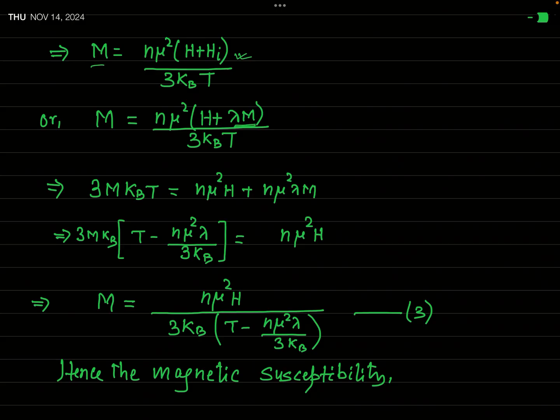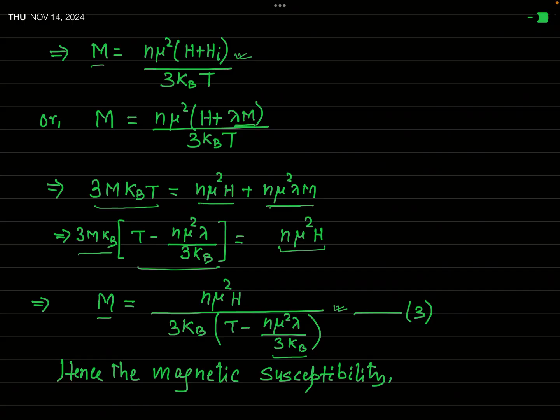Now let us make the cross multiplication. When you multiply this m by the factor 3 kBT in the denominator on the RHS, this will be 3m kBT, and that is equal to n mu square H plus n mu square lambda m. Our aim is to find m, so let us bring this second term to the LHS and take 3m kB as a common factor. So this will be 3m kB times (T minus n mu square lambda divided by 3 kB), and that is equal to n mu square H. And therefore you can say that m is equal to n mu square H over 3 kB times (T minus n mu square lambda over 3 kB).